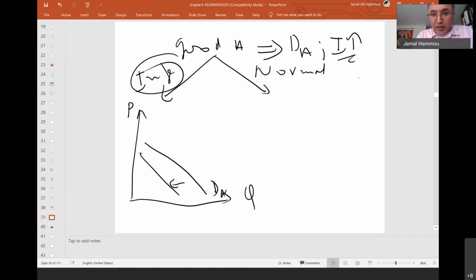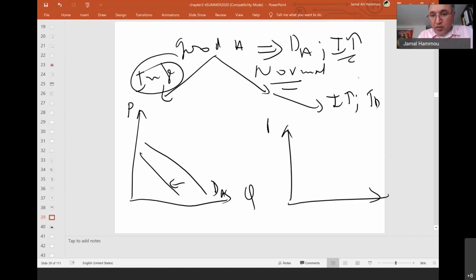But if I assume that the good is normal, there is a positive relationship, and income goes up, I have to increase the demand. So I just say, okay, this is normal good. I have a price and quantity. I have a good A, and the demand here, A, and it's normal. I have to shift it to the right, D1.